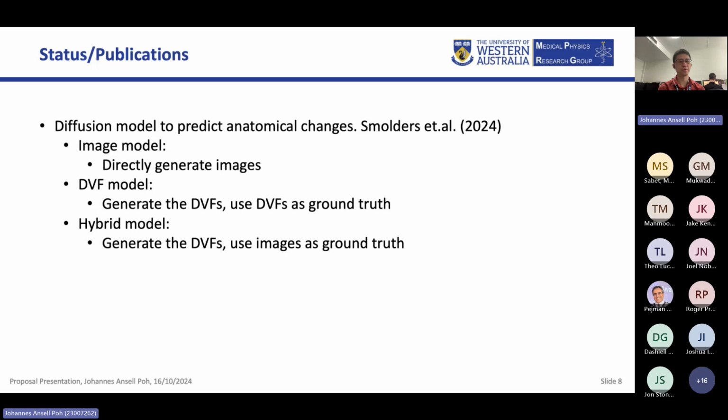The third approach is the hybrid model, which also generates the DVFs, but solves the problem of having to use an external algorithm. This model doesn't need an external algorithm to generate the ground truth DVFs. Instead, this directly uses the CBCT images as the ground truth.